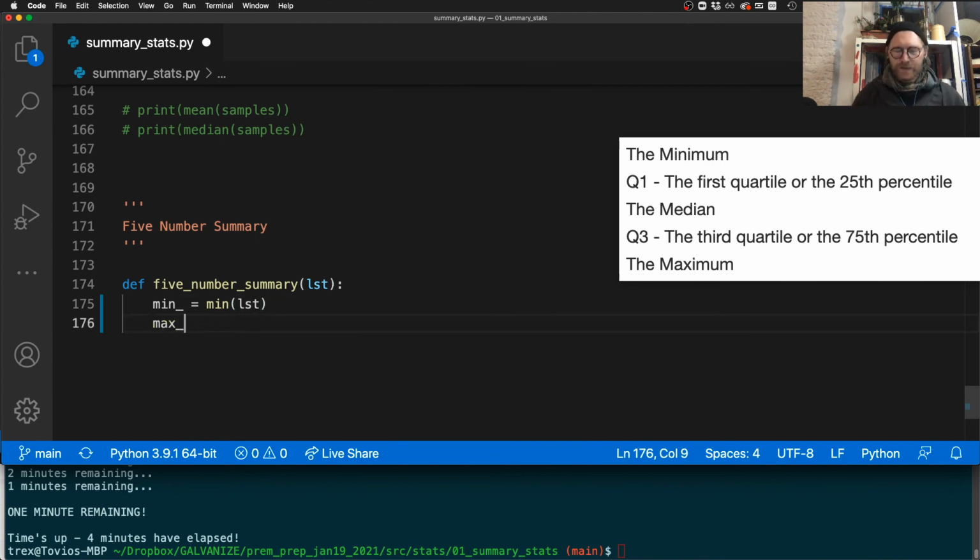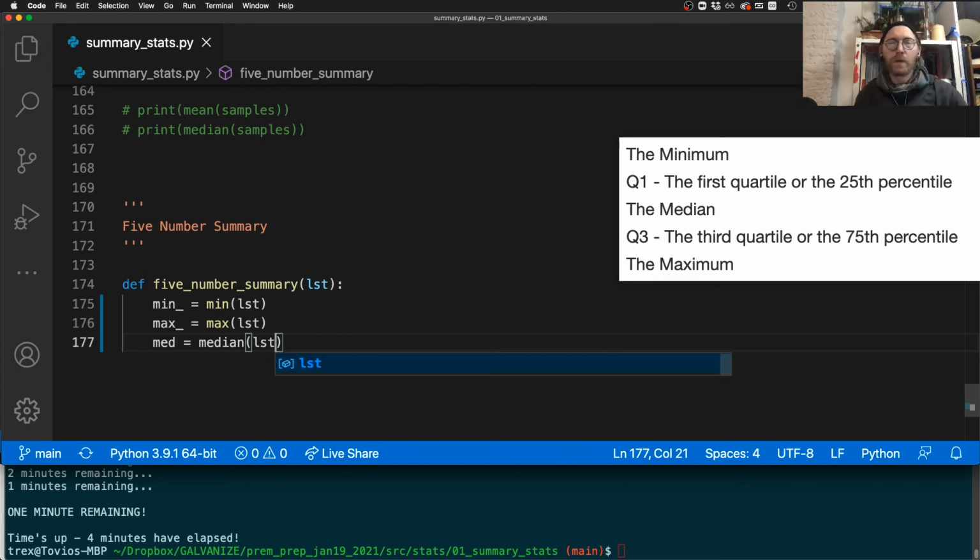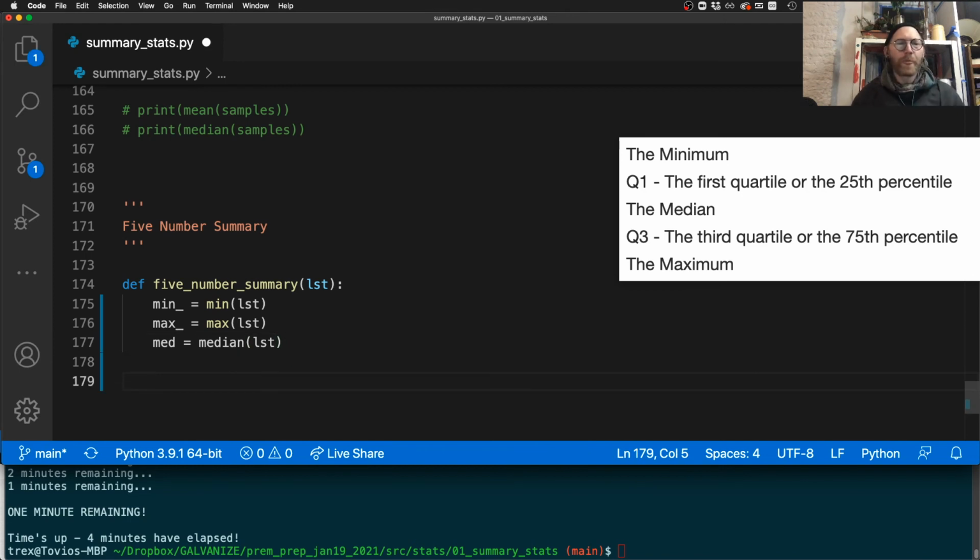We need the max, so that's easy as well. That's just the max of the list. And we also could use the median, so that's easy. We have a median function already defined. Okay, so we've already got 3 of our 5. At this point, we just need to determine whether or not to include the middle value. And what do I mean by that?